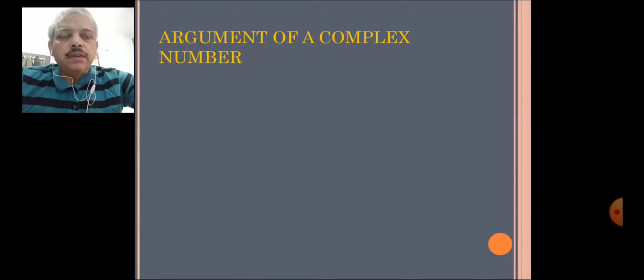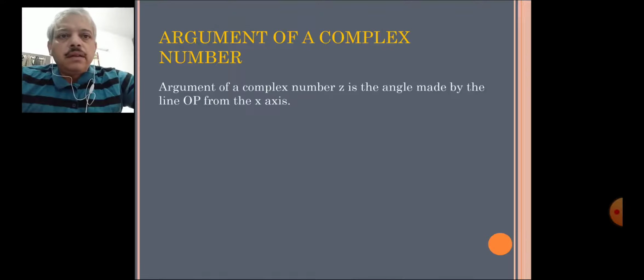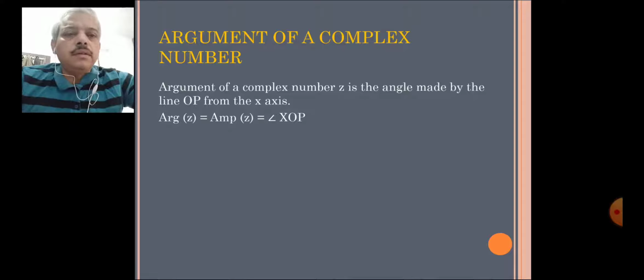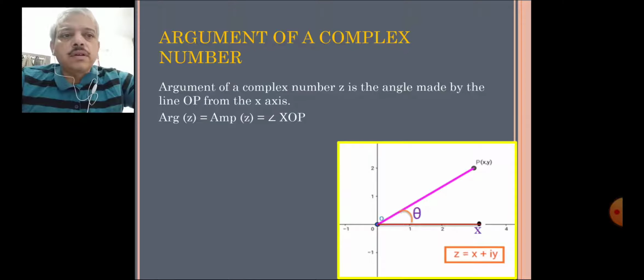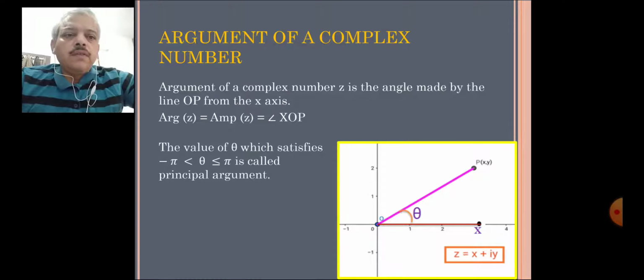Now come to the argument of a complex number. Argument of a complex number is the angle made by the line OP with the x-axis, where P denotes the complex number z. Argument of z is also read as amplitude of z and is equal to angle XOP. So if P denotes the complex number z, x plus iy, then the angle made by the line OP with the positive x-axis in the anticlockwise direction is called the argument of z. If the value of theta is from minus pi to pi, then the argument is called the principal argument.